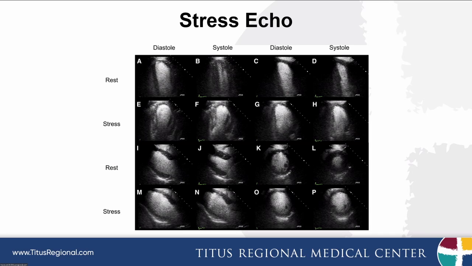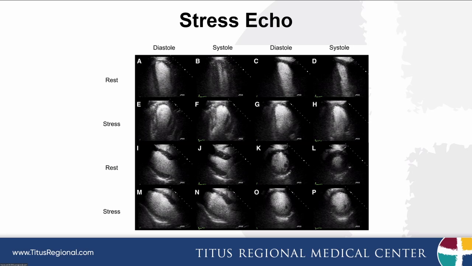Now compare that to the images on lines 2 and line 4 where we're stressing a patient, and instead of seeing normal contractility of the heart in this patient, you can barely tell the difference between diastole and systole, and that's because this heart is ischemic.